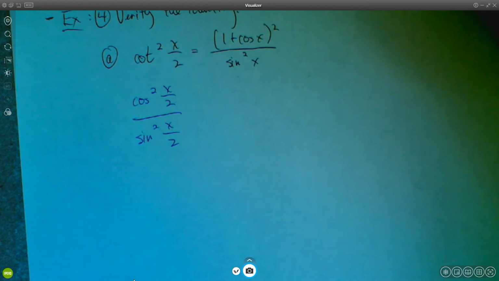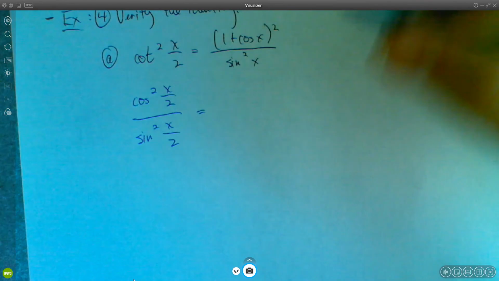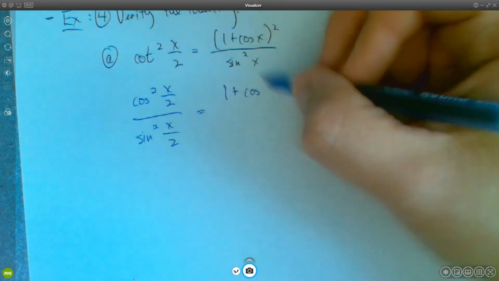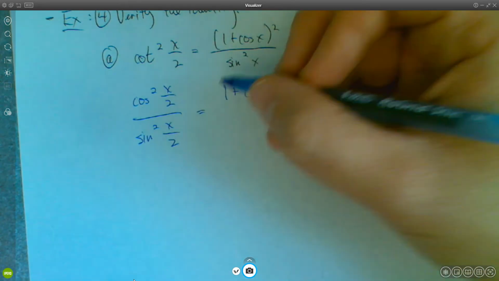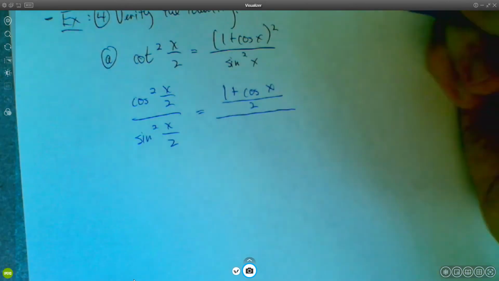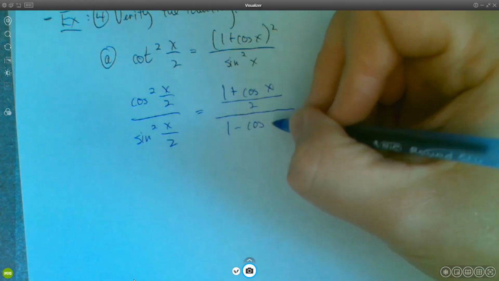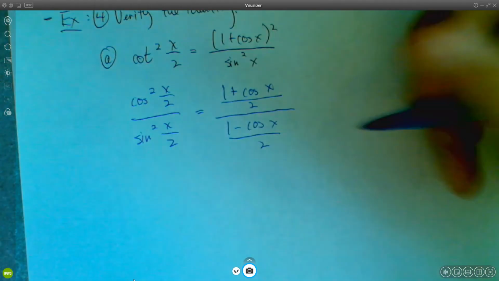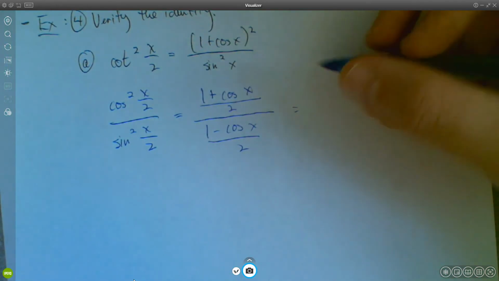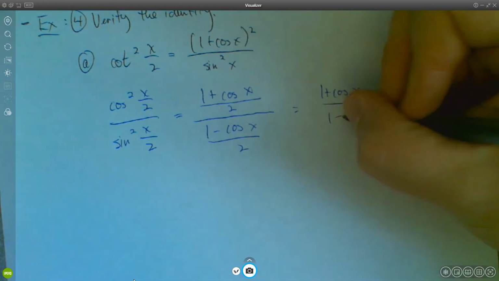And then maybe do a power reducing identity on these. So the power reducing identity for cosine squared is going to be 1 plus cosine of double the angle, which is nice in this case. That just gives you x, divided by 2. And the power reducing identity for sine is going to be 1 minus cosine of double the angle divided by 2. You flip and multiply. There it is, right? You flip and multiply, and you get 1 plus cosine x over 1 minus cosine x.